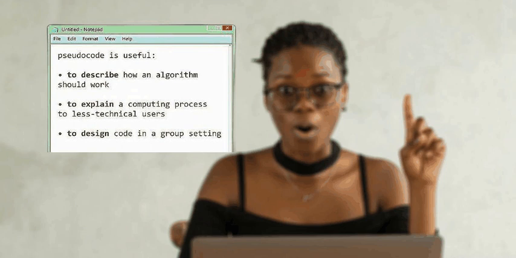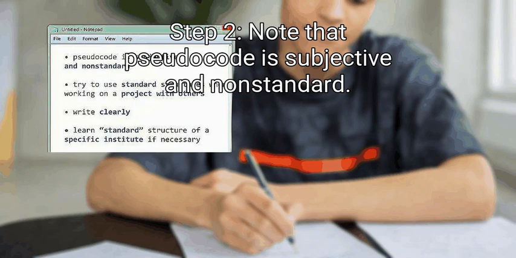Designing code in a group setting. High-level software architects will often include pseudocode in their design process to help solve a complex problem they see their programmers running into. If you are developing a program with other coders, you may find that pseudocode helps make your intentions clear. Next is note that pseudocode is subjective and non-standard.